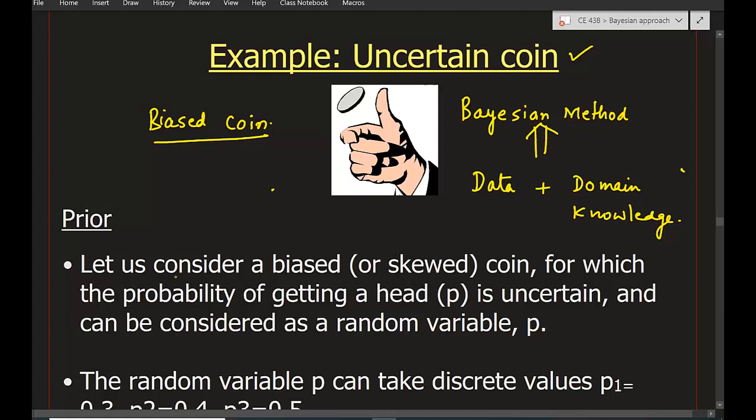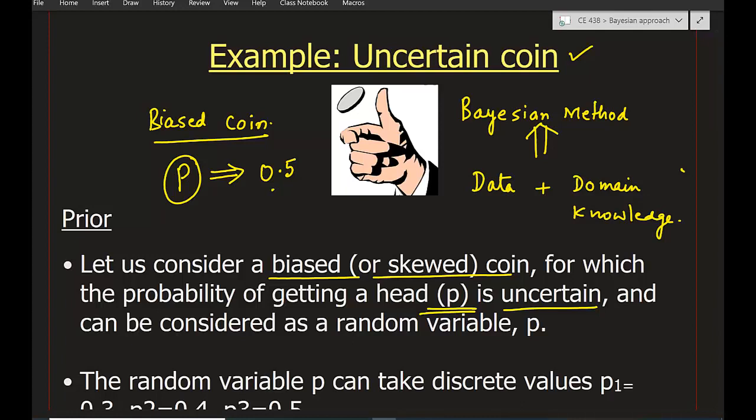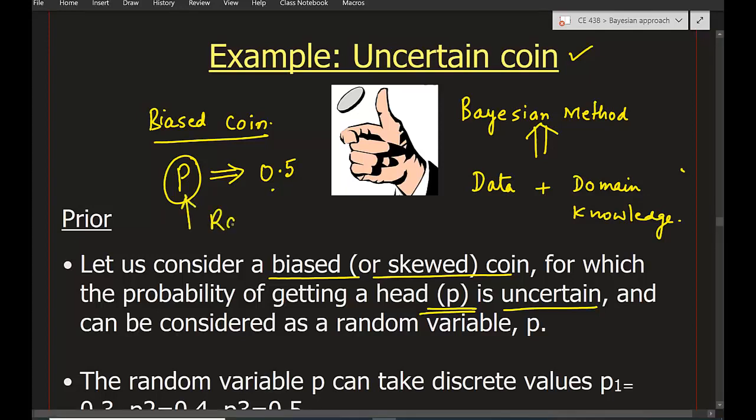The question says, let us consider a biased or skewed coin for which the probability of getting head, P, is uncertain. This means I don't know the value of P. If I have a fair coin, the value is fixed at 0.5. But in this case my coin is unfair and I don't know the value of P. It can be 0.3, 0.4, 0.5. So let's assume P is a random variable.